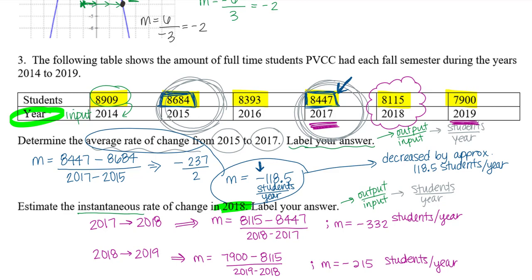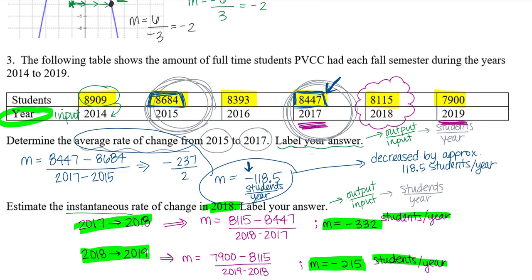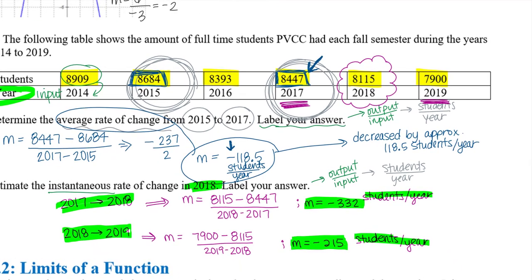Hopefully you have calculated the average rate of change between 2017 and 2018 to be about negative 332 students per year. And between 2018 and 2019, you should have found that that slope or average rate of change was negative 215 students per year. Again, I did label both of those so you could see. So that doesn't really answer our question yet, though. We're going to find the instantaneous rate of change in 2018.